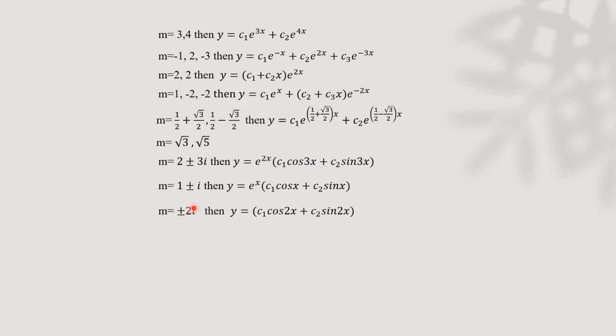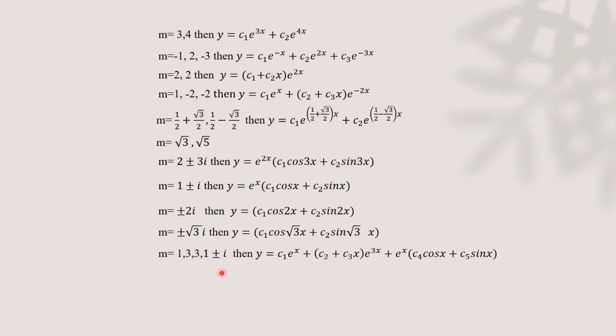If the roots have only imaginary parts, look here. We have only the imaginary part, plus or minus 2i. Then the solution is c1 cos 2x plus c2 sin 2x. If the roots are plus or minus root 3i, the imaginary part is root 3. Therefore, the solution is c1 cos root 3x plus c2 sin root 3x. Now, if the roots are 1, 3, 3, 1 plus or minus i.